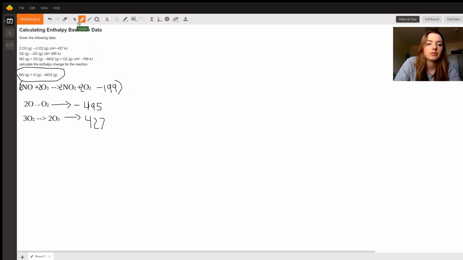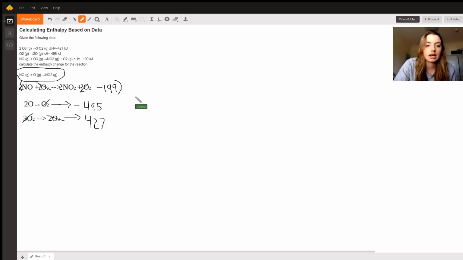So once we multiply these, you can see that we have 3 O2s on the reactant side now, because we have 1 from this one here, 2 from this one here. So those 3 O2s are going to cancel with this one here. The 2 O's are going to stay the same, and so are the 2 NOs, but this 2 O3 here can go because it can cancel with this one here. So now notice what we have. We have 2 NOs, 2 O's, and 2 NO2s.